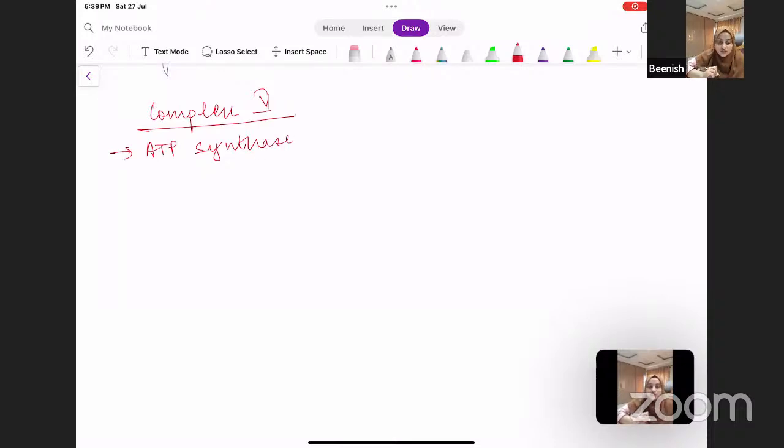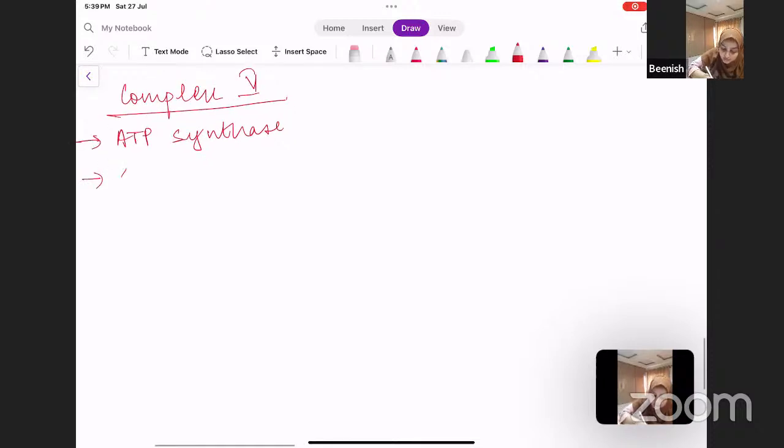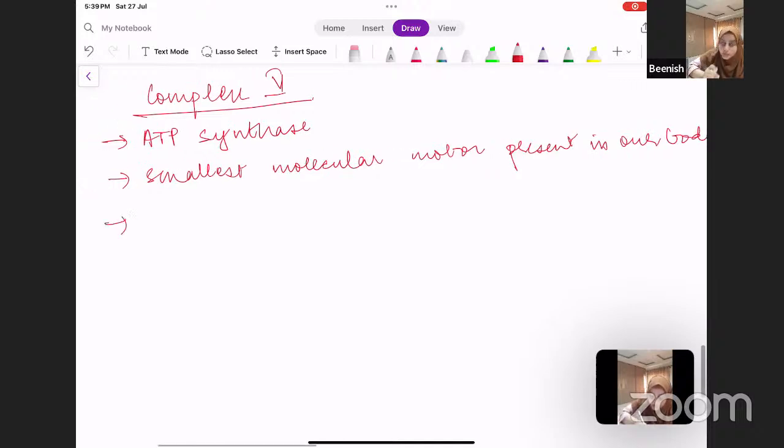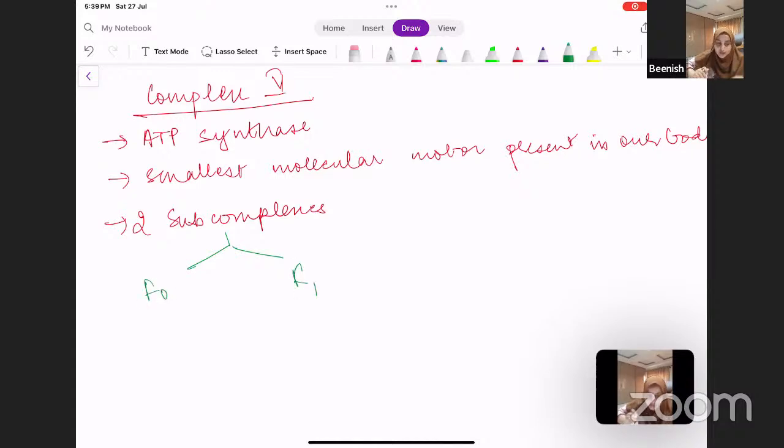ATP synthase, complex 5, is the smallest molecular motor present in our body. Now talking about the components of complex 5, it consists of two subcomplexes. What are they? It consists of the F0 subcomplex and the F1 subcomplex.